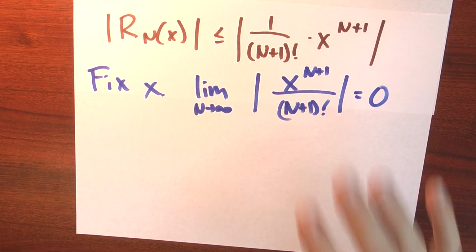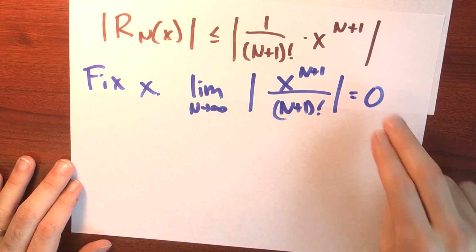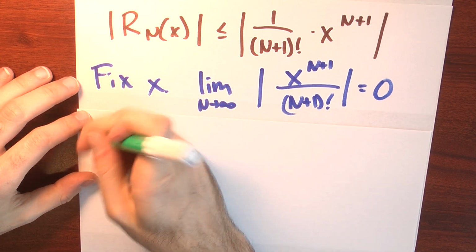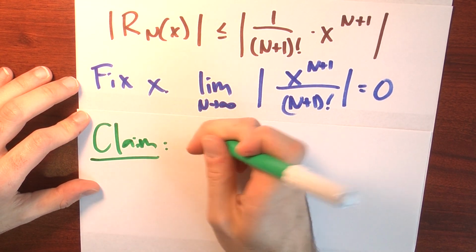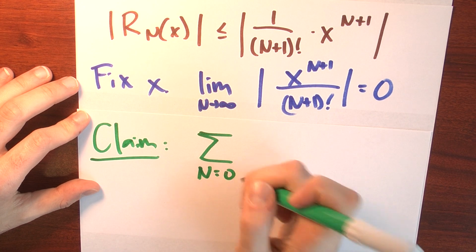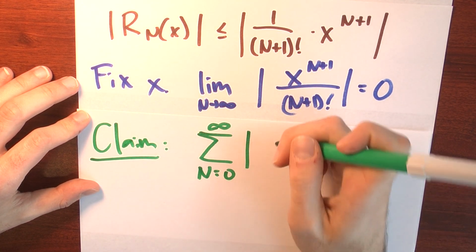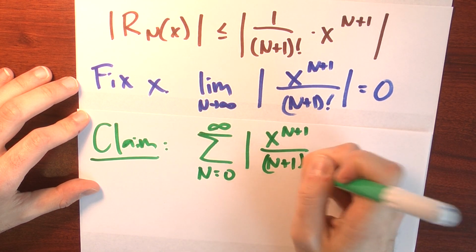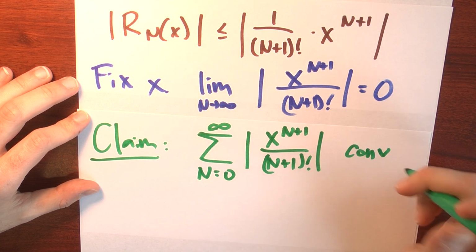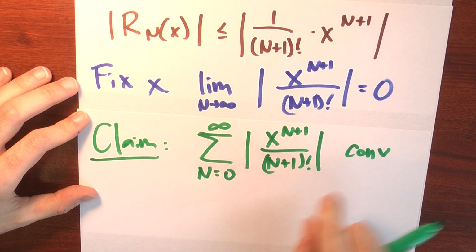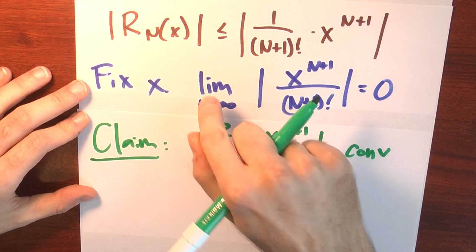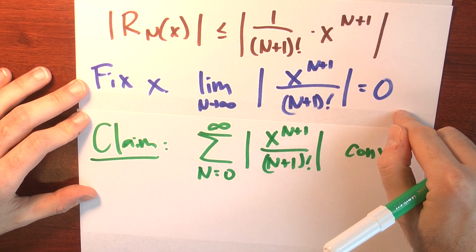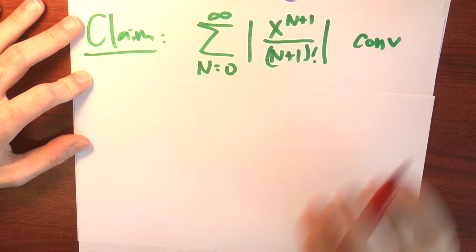So I've got to figure out some way to show that this limit is 0. Well, how do I deal with that limit? Well, there's a trick. Claim: the sum, big N goes from 0 to infinity, of the absolute value of x to the big N plus 1 over big N plus 1 factorial converges. If I can show that this series converges, then I know that the limit of this is equal to 0. But how do I know that that series converges? Well, let's use the ratio test.